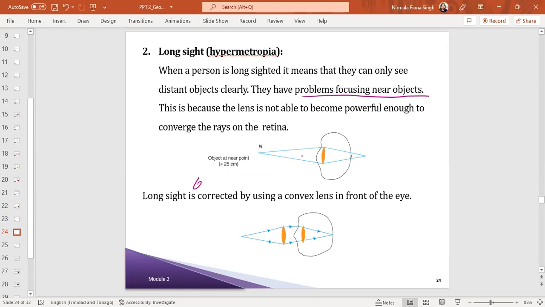So what do we do in this case? We use a convex lens. Let's just recall, this lens here is not strong enough to make the light rays come together at the right point. So guess what? Let's help it out and bring them a little closer together. So long sight is corrected by using a convex lens in front of the eye. It brings the light slightly closer together, so that, knowing the lens could only do so much, it helps bring those light rays close enough together for the lenses in your eye to do the job.